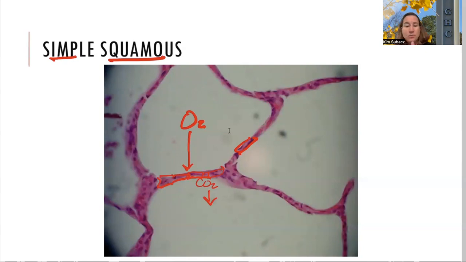They are located in multiple spots: the air sacs of the lungs, the capillary beds, the kidneys and the glomerulus, the linings of the heart and the blood vessels, as well as the linings of the lymphatic system. So those are the things that I need you to be able to know. Can you recognize this on sight? Look at this slide and say this for sure is simple squamous. Then can you name a location where you would find simple squamous tissues? And then also, what is the function of this? Excellent at diffusion, excellent at filtration.